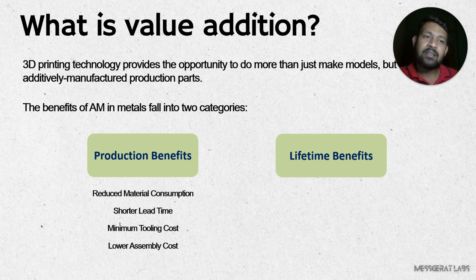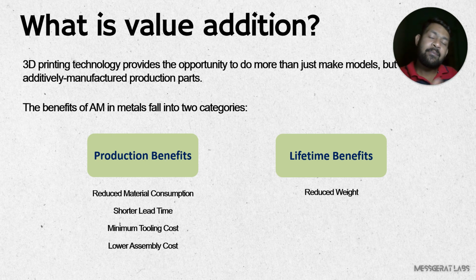Then definitely lower assembly cost. So one of the value additions that I mentioned a few seconds back, part consolidation. Part consolidation means joining one or two or more parts together. So when we are producing two, three components as a single unit, definitely we are eliminating assembly. And thus the assembly time and cost is being reduced.